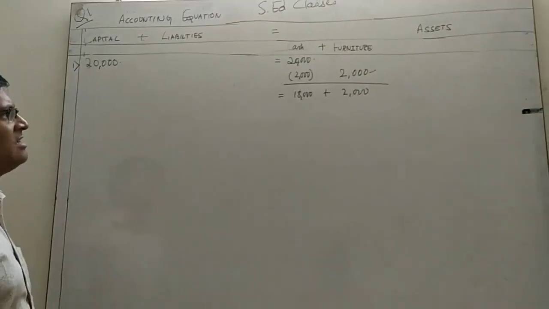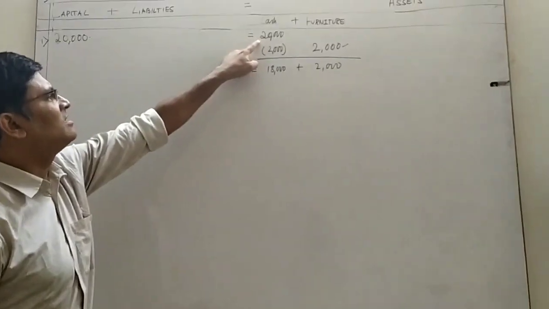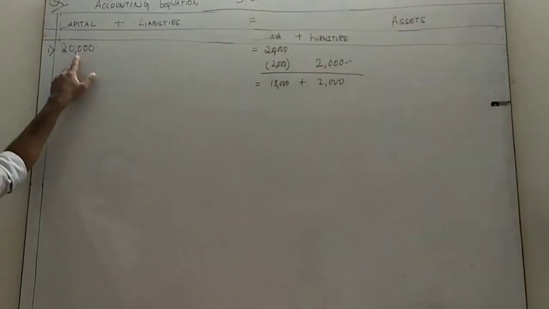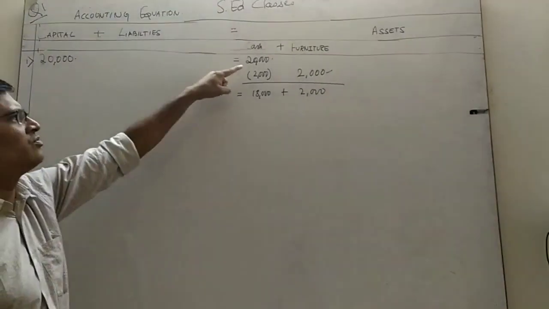Now next one, see in this equation, this 20,000 on the left hand side is equal to the 20,000 on the other side.